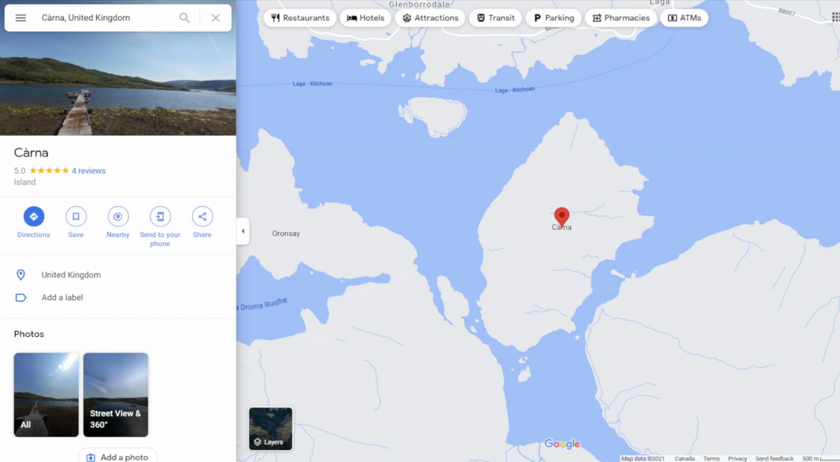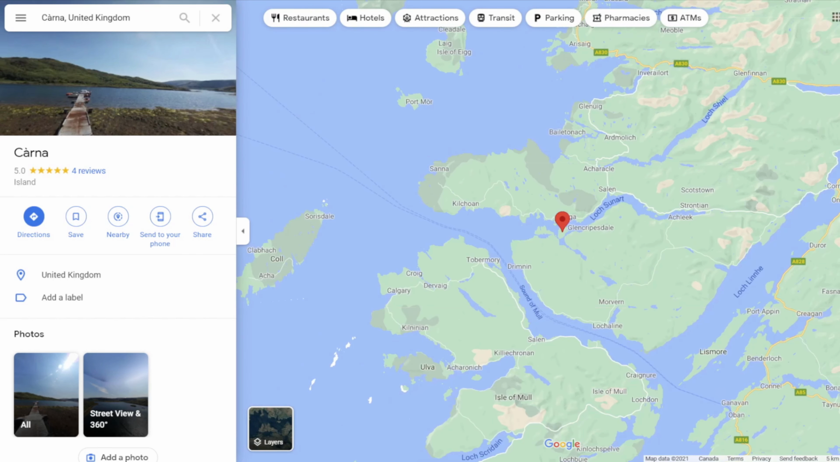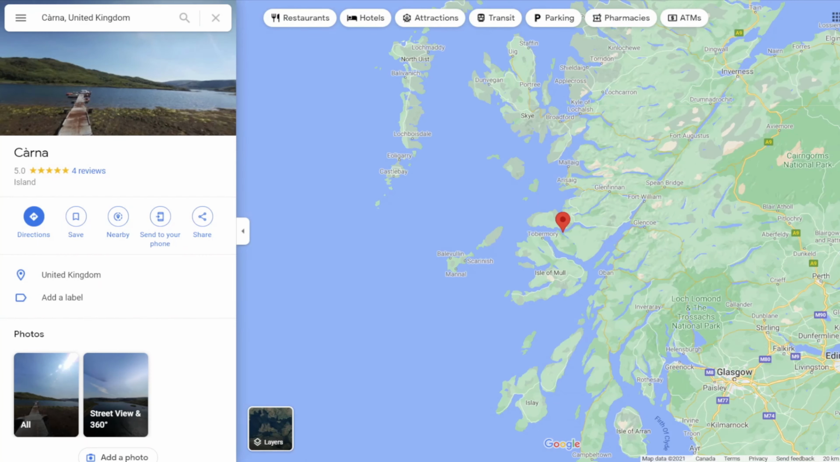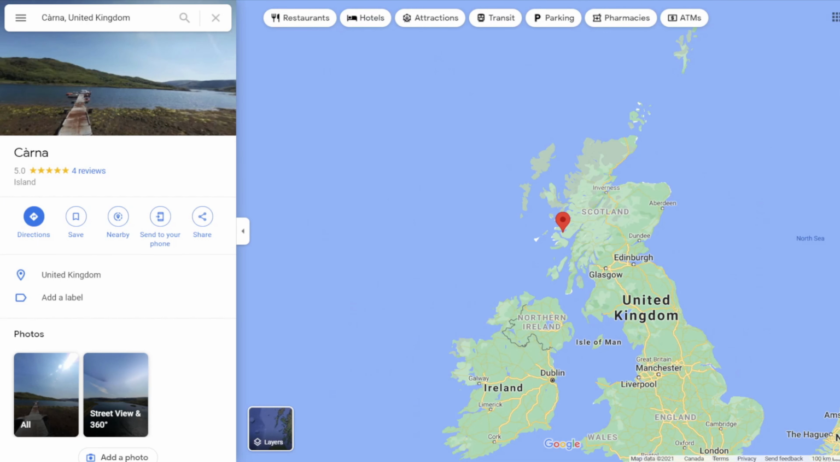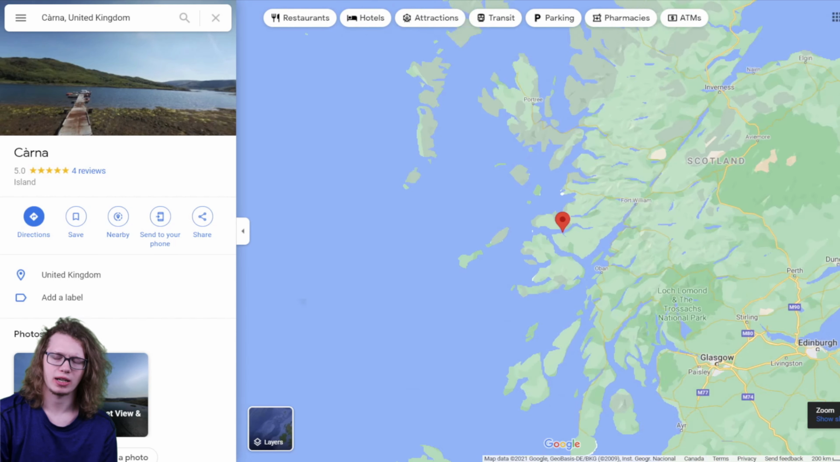So let's try to put that in a more tangible perspective. I found an island in Scotland named Carna with a comparable size of 2.13 kilometers squared. Alright, so this is the island of Carna on Google Maps, so let's just zoom out a little bit. We'll just keep zooming until we can see the entirety of the United Kingdom. Pretty fucking tiny.